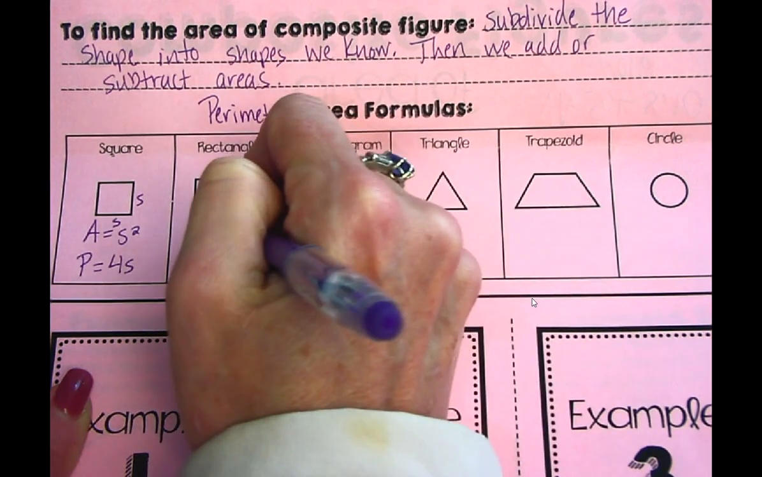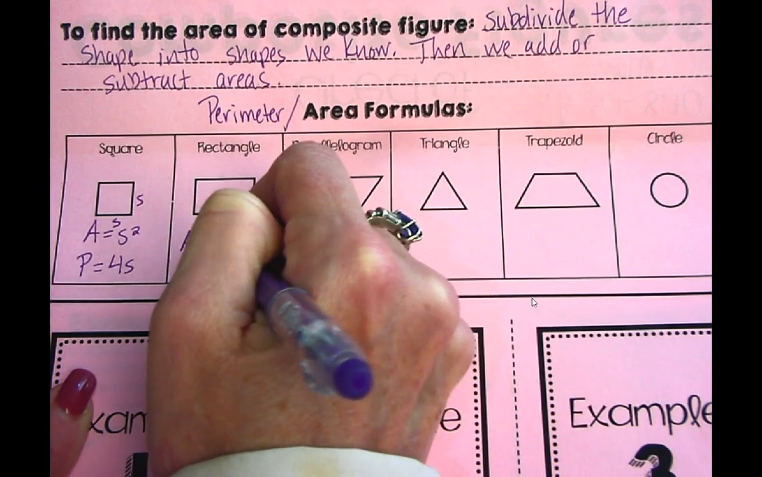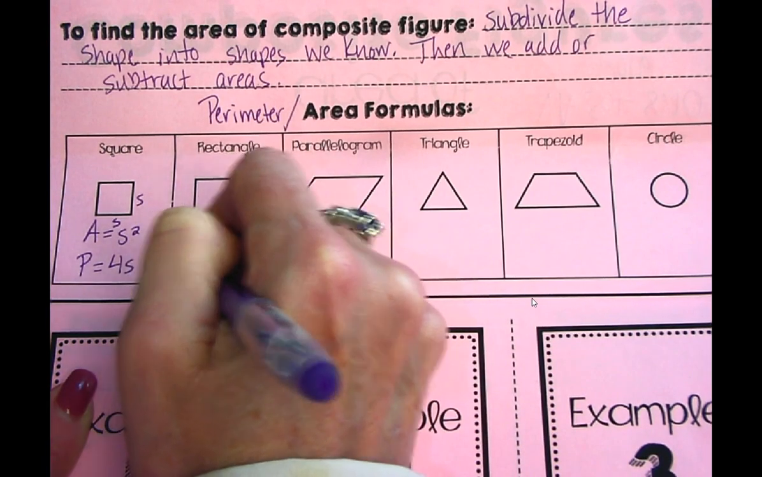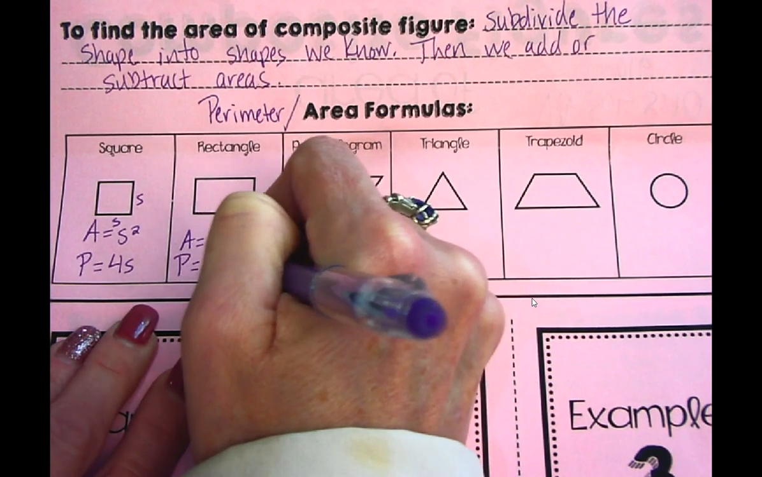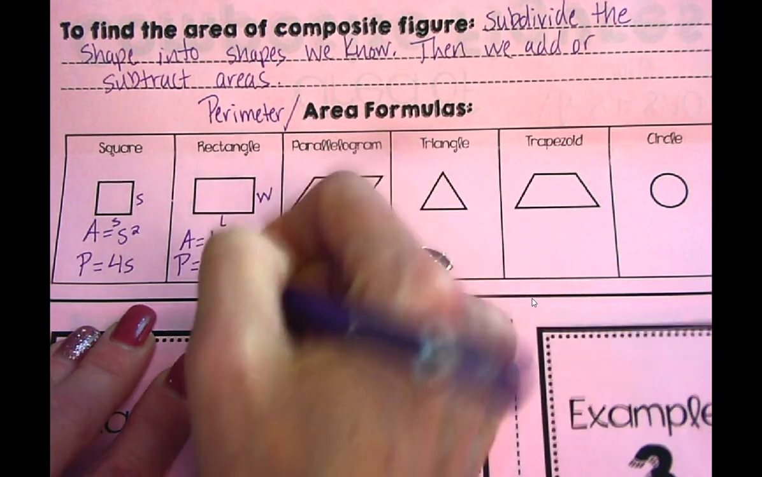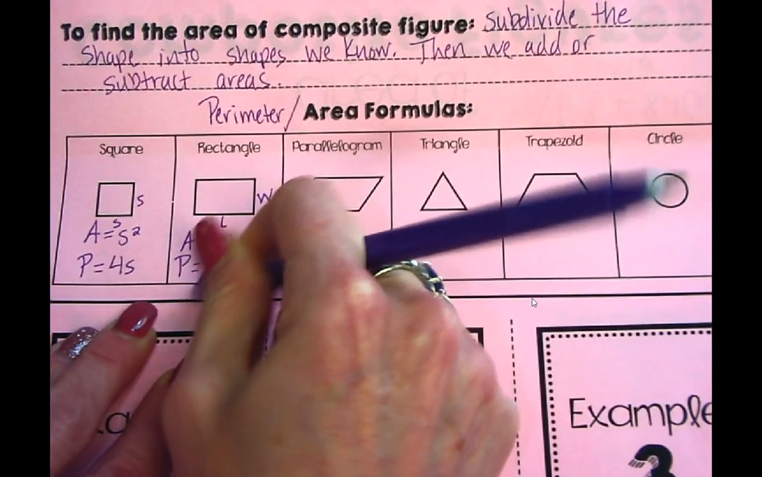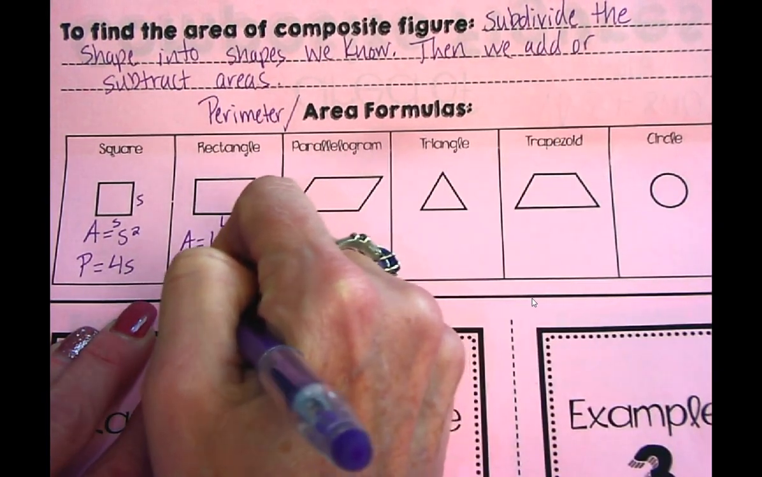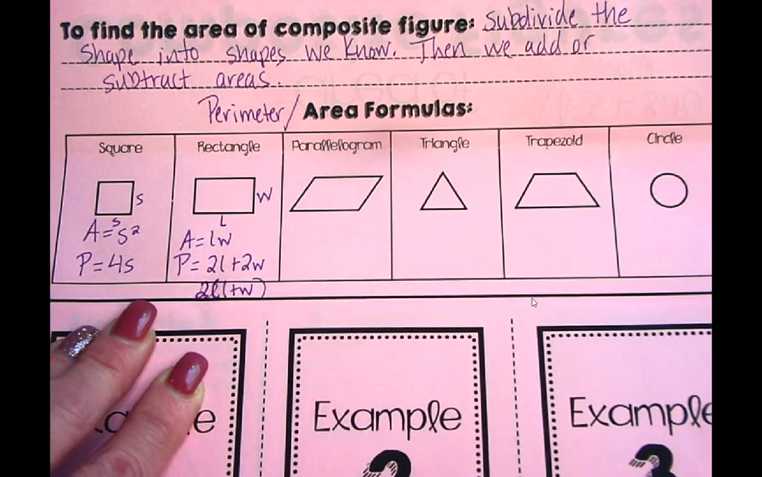The area of a rectangle, we use the length and the width. The area of the rectangle is found by multiplying the length times the width. And the perimeter of a rectangle is found by multiplying 2 times the length plus 2 times the width to get those 4 side lengths. You may also see the perimeter formula where you add the length and width together and then multiply by 2. So you may also see it as 2 parentheses length plus width. It's the same thing. You'll get the same answer.